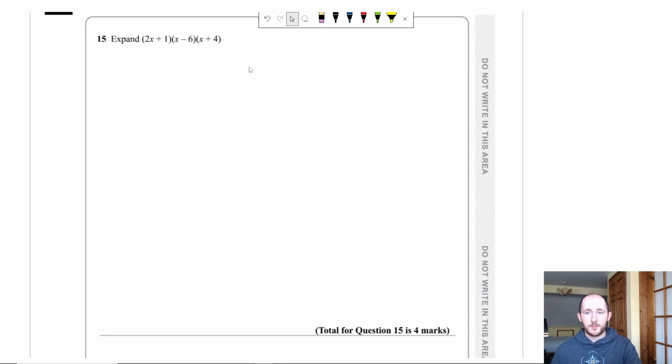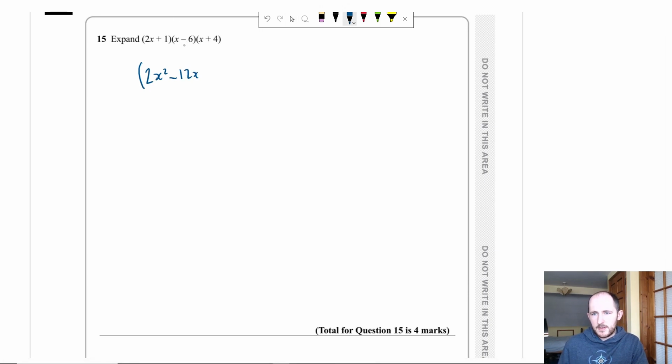This question, expanding triple brackets. My poison is that we just pick two brackets, expand those, and then expand the third. So for the sake of ease, I'm going to expand the first two brackets. So 2x times x is 2x squared. And again, I can expand this a lot quicker. I can expand and simplify in one step. I'm going to do it in two separate steps, but if you expand and simplify in one step, perfectly good for you. So 2x times x, then 2x times minus 6, so minus 12x.